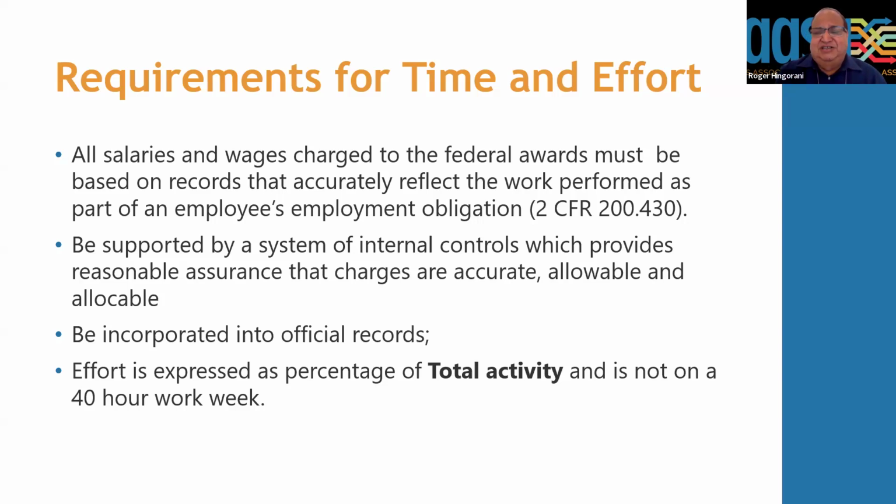So, as I was suggesting, this is the basic requirement. If any employee is working on the federal grant, then they need to somehow show that their work actually reflected that they performed the work on the grant. It should be supported by a system of internal controls which provides reasonable assurance that the charges are accurate, allowable, and allocable. Remember the word allocable. Allocability is the most important thing in the time and effort.